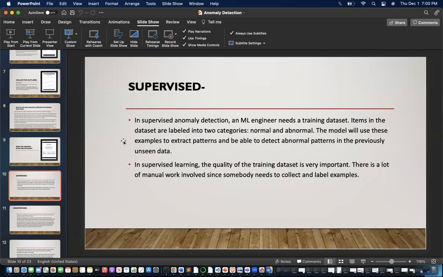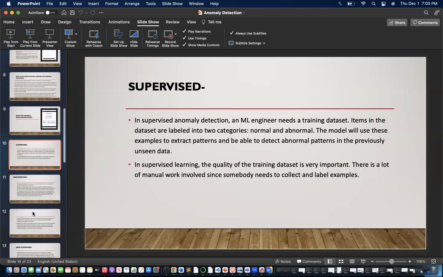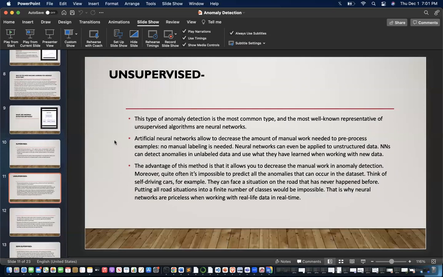The model will use these examples to extract patterns and be able to detect abnormal patterns in previously unseen data. In supervised learning, the quality of the training dataset is very important. There is a lot of manual work involved since somebody needs to collect and label every example. Unsupervised: this type of anomaly detection is the most common, and the most well-known representatives of unsupervised algorithms are neural networks. Artificial neural networks allow us to decrease the amount of manual work needed to pre-process.